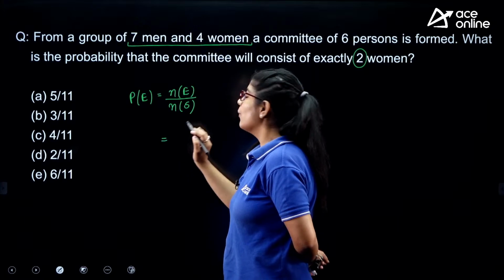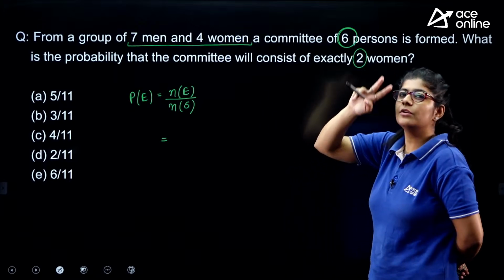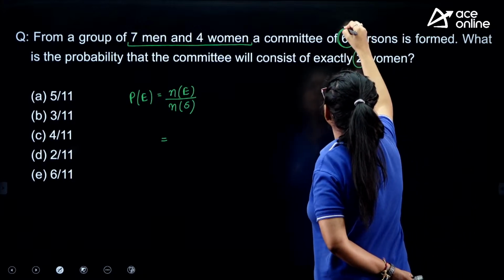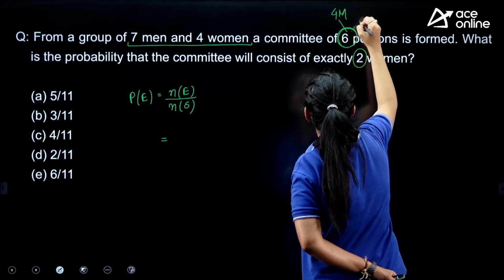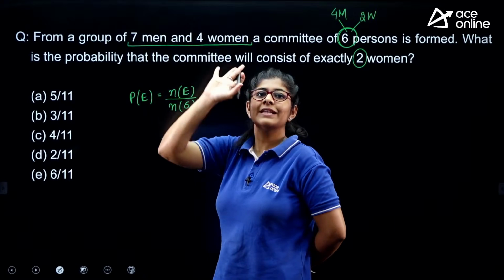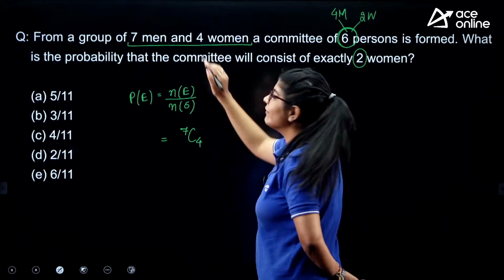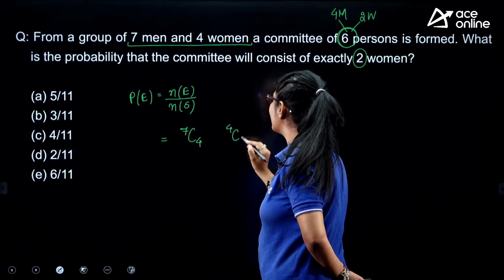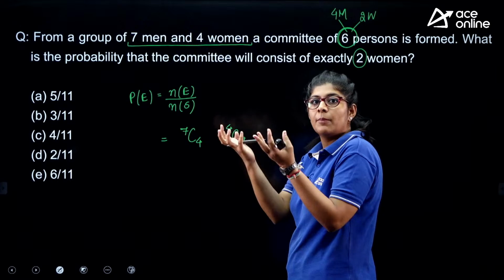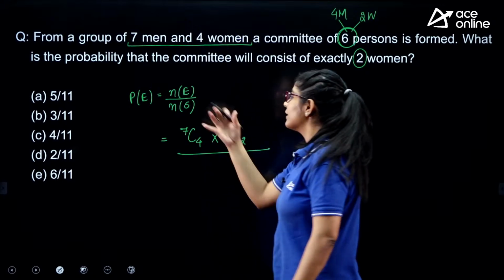So, I want to make a committee of 6 persons, and out of these 6 persons, I want 2 as women only, exactly 2. That means out of these 6, 4 are men and 2 are women. So, how many men are we having? We are having 7 men, but I only want to select 4 out of that. How many women are we having? 4 women, but I only want to select 2 out of that. And if I want to make a committee with both men and women, I simply use the multiply sign over here. And what is my sample space?